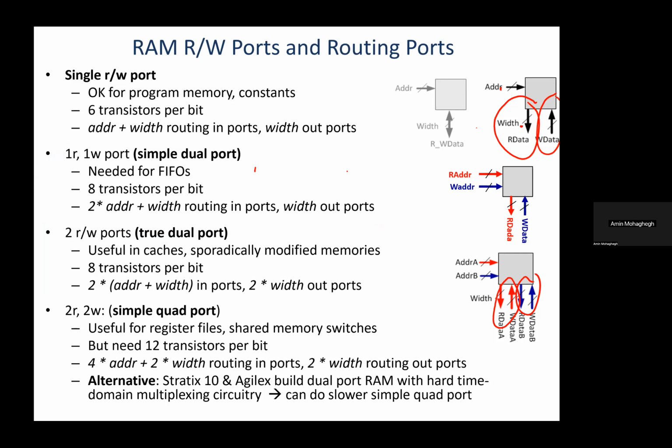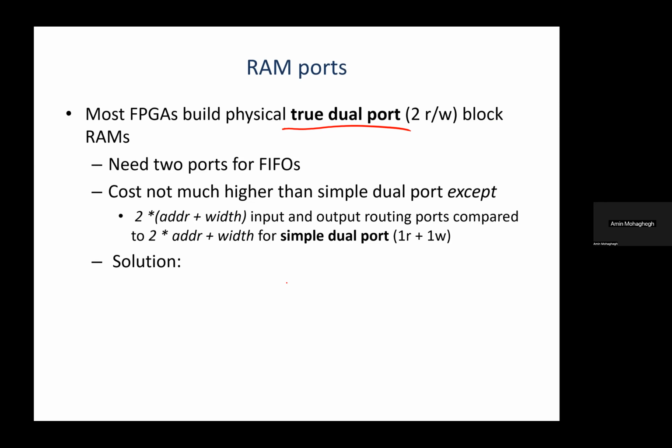Now, true dual port, what does it cost you? It costs you these extra routing ports. That's what makes it expensive. What most vendors do is, because the RAM core you build is pretty much the same for true dual port and simple dual port, you can expose that this really can do true dual port, and then just limit how wide it can be. Okay, so let's see if this is understandable. The cost is basically more routing ports.